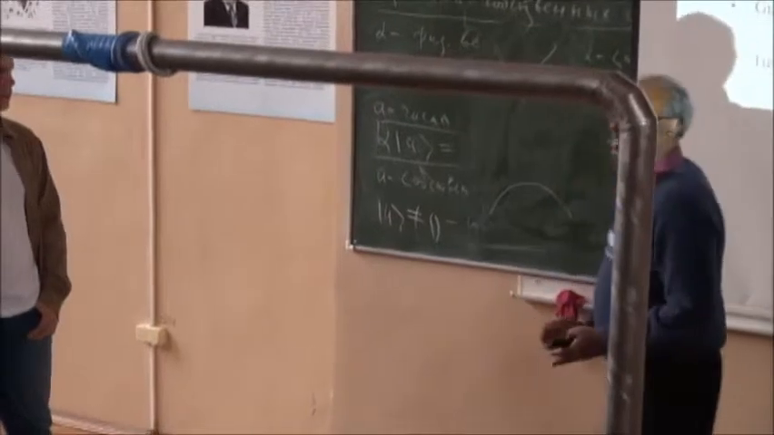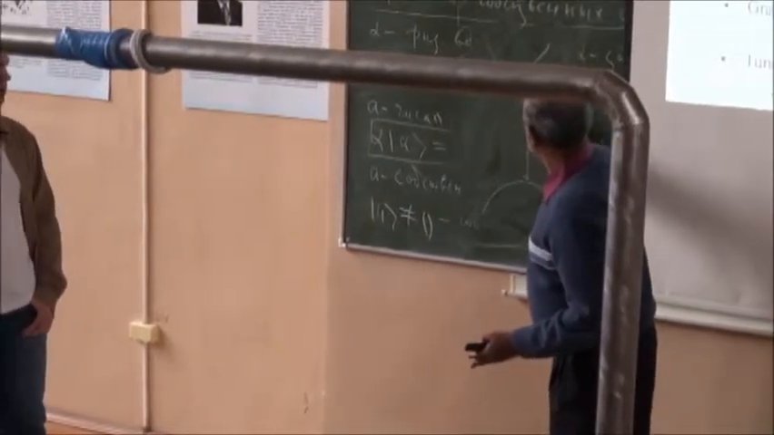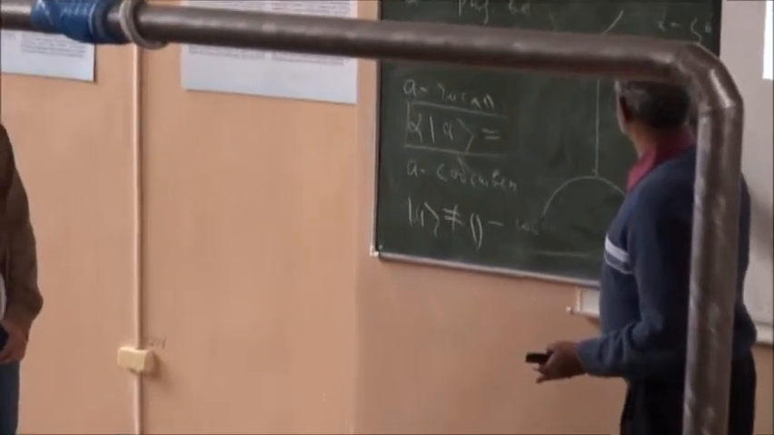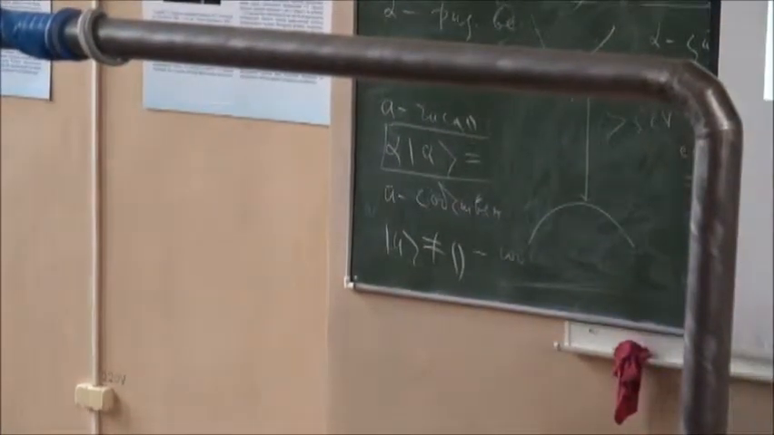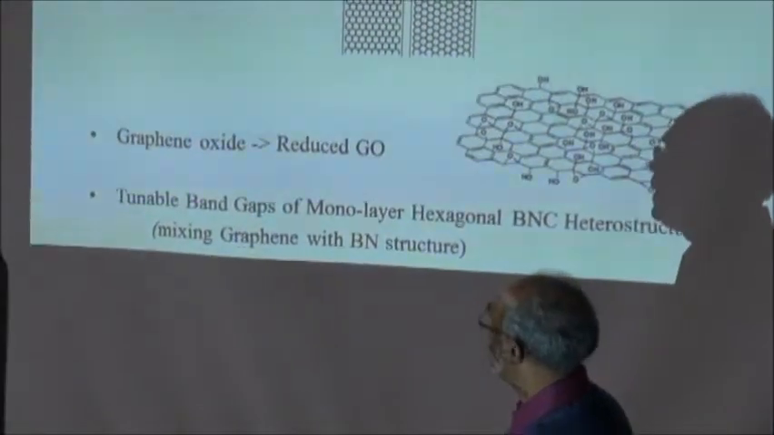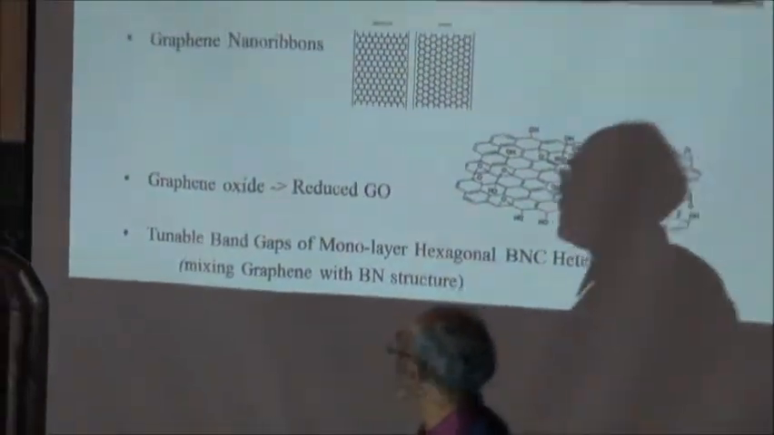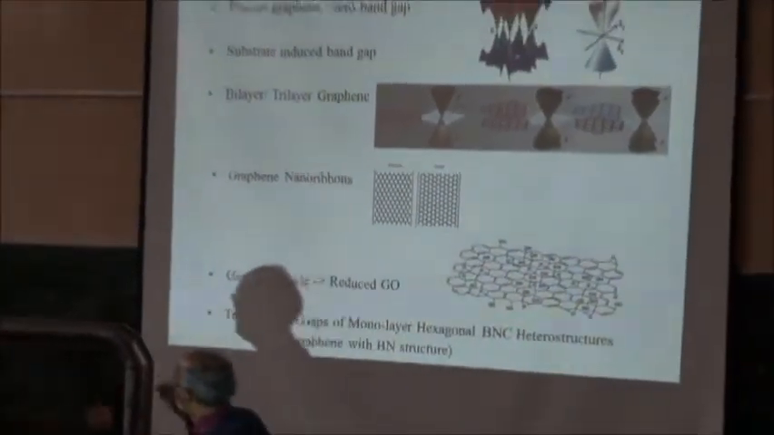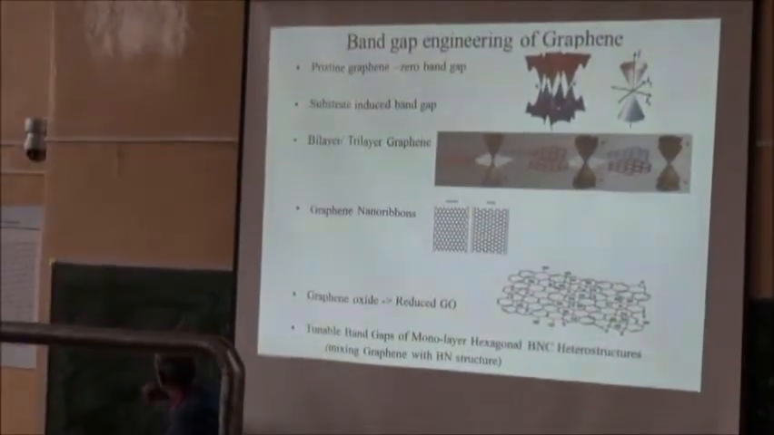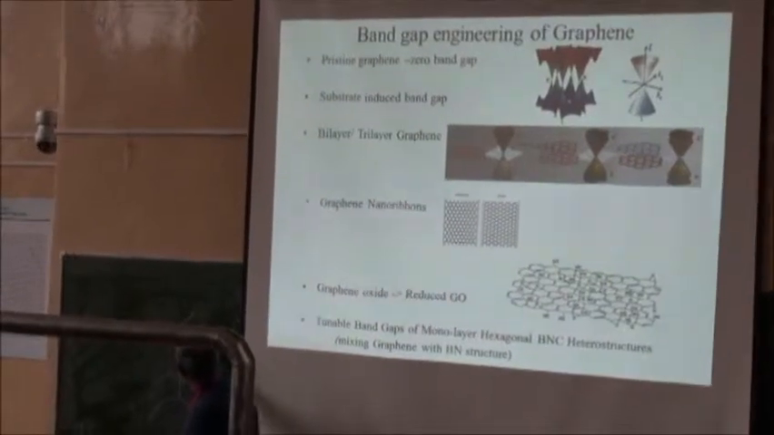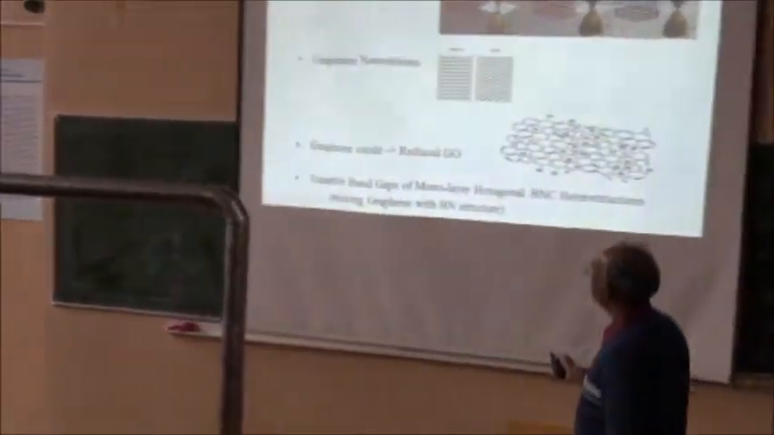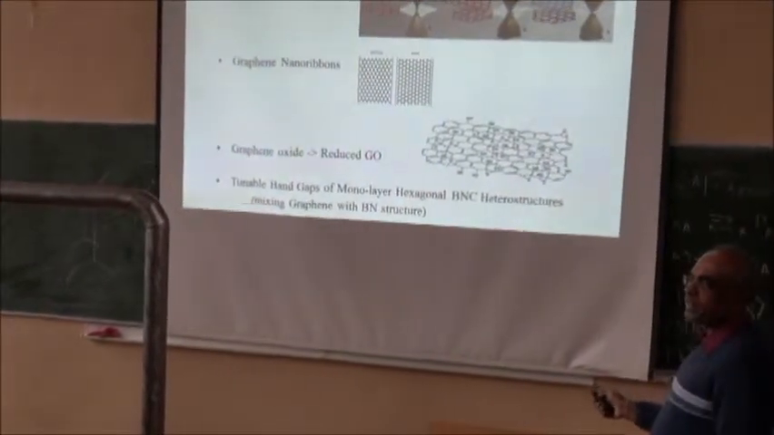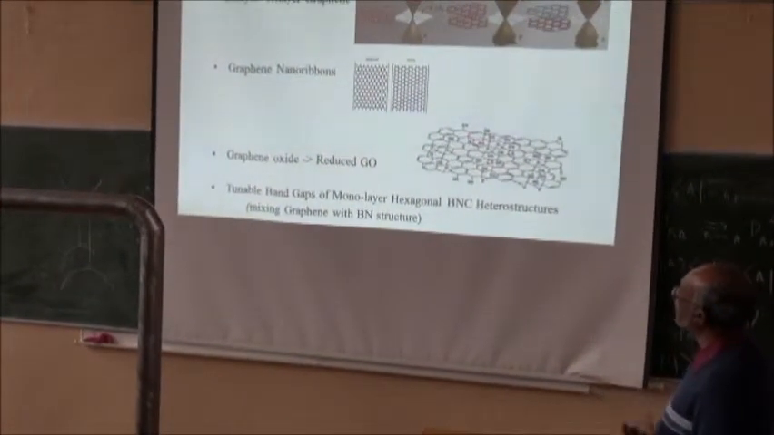This is a large band gap, so this is huge, maybe greater than 5 electron volts. This is an insulator. But I can reduce it, like treating with hydrazine or treating with hydrogen. Then I can bring this band gap smaller, or maybe like that. That's called reduced graphene oxide. That's another way to open up a band gap.